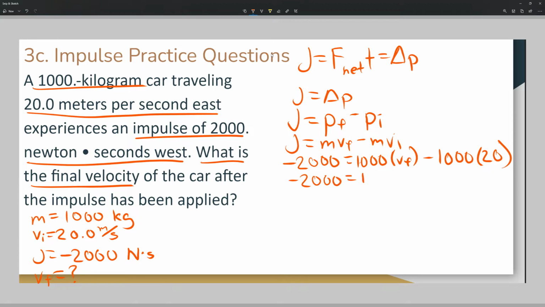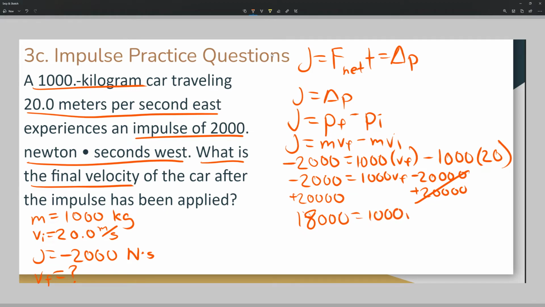Just keep simplifying. Minus 1,000 times 20 is negative 20,000. So plus 20,000 here. You get 18,000 equal to 1,000 times the final velocity. Divided by 1,000, we get 18 meters per second. And that is the final velocity of the object. 18 meters per second.